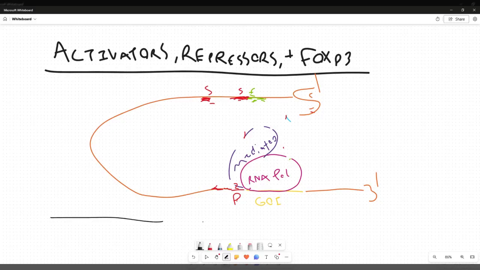Foxp3 down here is a forkhead box protein 3. And it's got a couple different regions that are important to know. Let me grab me out my cheat sheet.